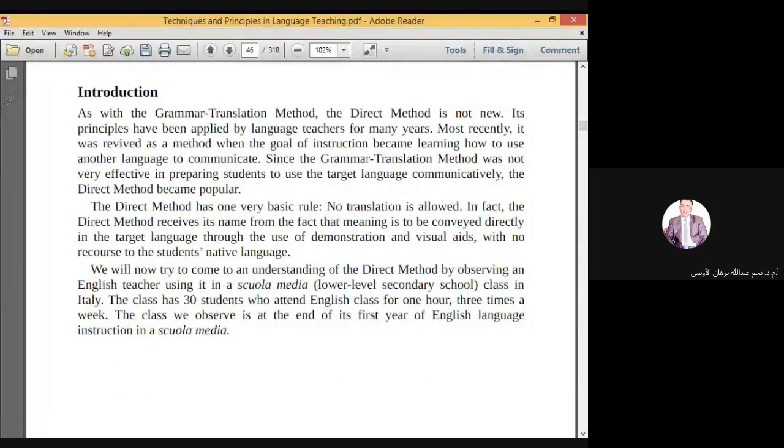The direct method has one very basic rule. What is it? No translation allowed. In fact, the direct method receives its name from the fact that the meaning is to be conveyed directly in the target language through the use of demonstration and visual aids, with no resort to the student's native language.